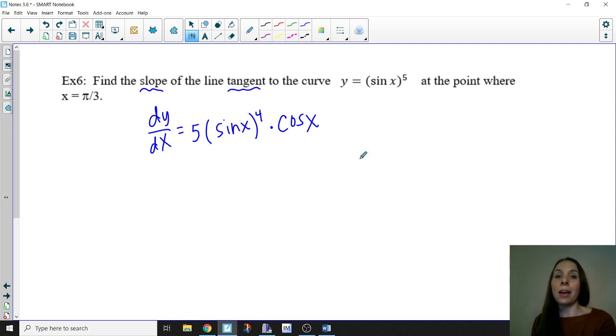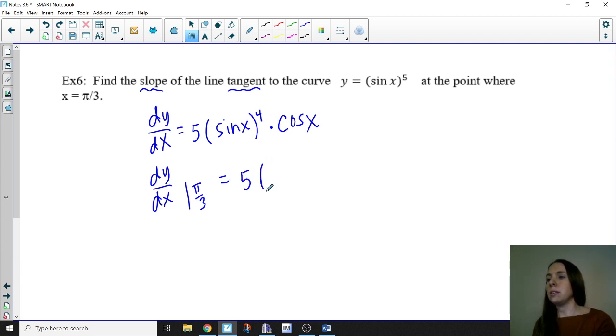Okay, that wasn't so bad compared to the last one, right? Now we just need to sub in pi over 3. So that looks like this.